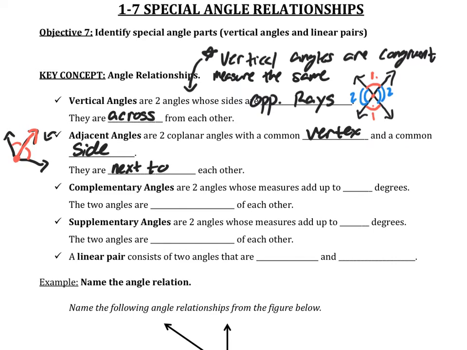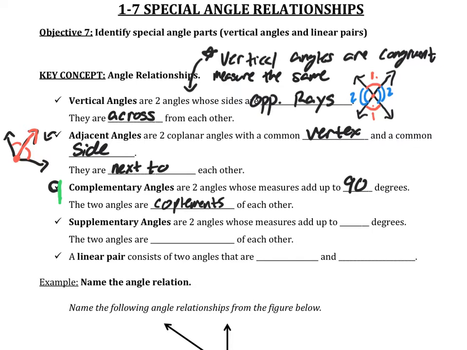Complementary angles are two angles whose measurements add up to 90 degrees. We say that these two angles are complements of each other. So often I'll remember that complementary is 90 degrees because if you take a C, you can really easily make it a 9 by just dropping a line down there. So complementary angles add up to 90 degrees.